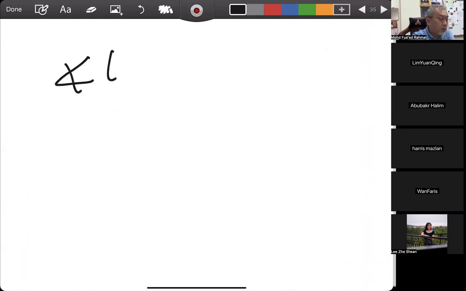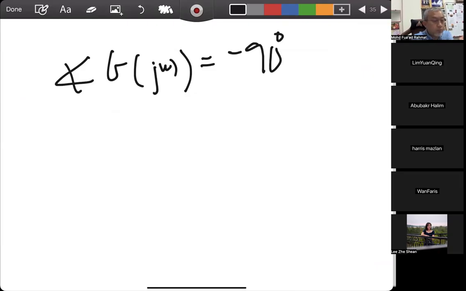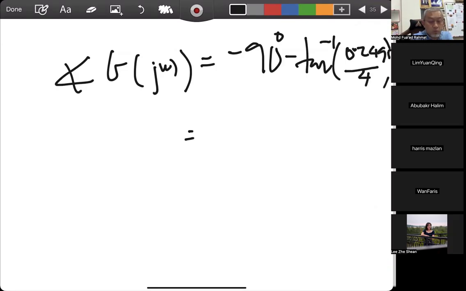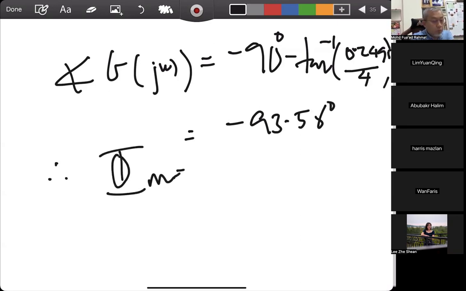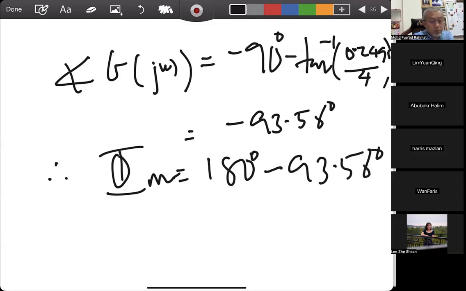Then the phase is minus 90 degrees, minus inverse tan of 0.2495 divided by 4. So it is minus 93.56 degrees. So the phase margin is 180 minus 93.56 degrees, which is 86.43.